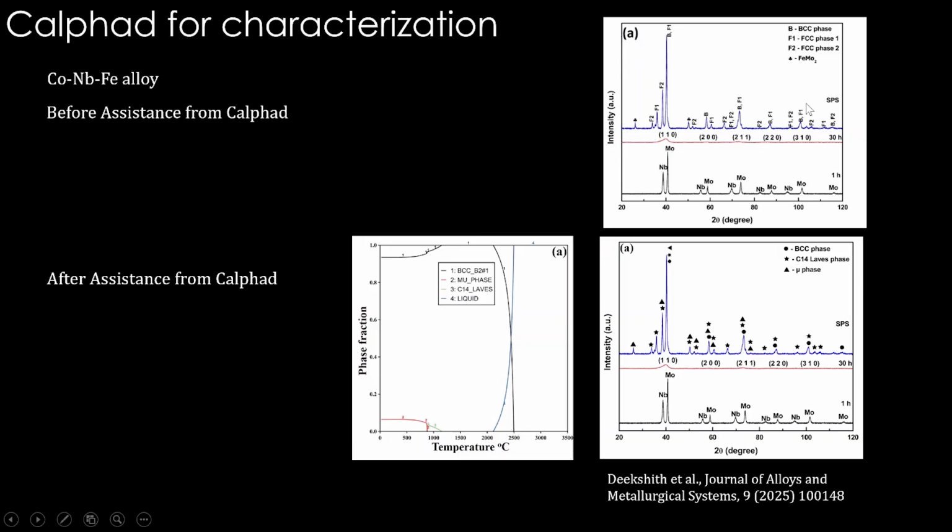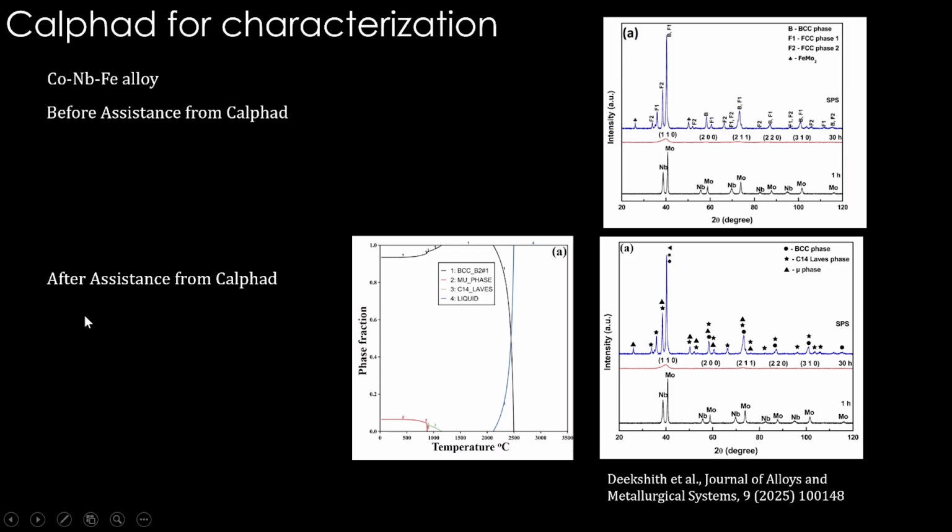Okay, this is how this alloy is initially characterized. This is after 1 hour of mechanical alloying of that particular composition, and after some time, 30 hours, it is like this. And when SPS, spark plasma sintering, is done, this is how the microstructure is. This is how the peaks appear, and they are characterized as 4 different phases: one BCC, 2 FCC phases, and one Fe2Mo compound phase. This is how it is initially characterized.